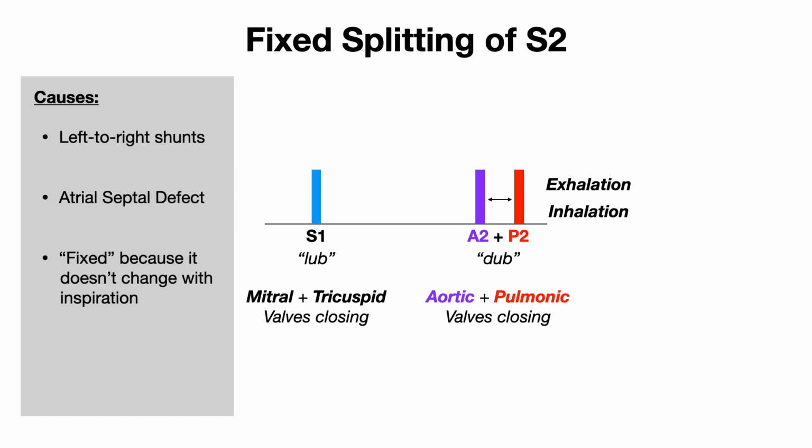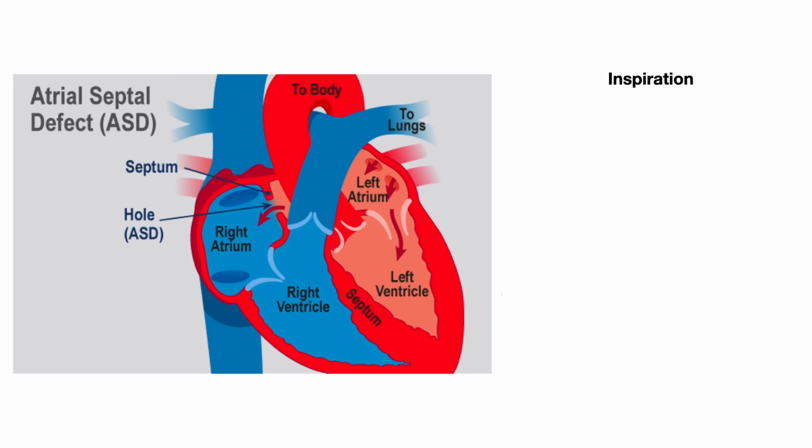So the classic example of fixed splitting is a left to right shunt, which you'll classically hear in an atrial septal defect, or an ASD. And the reason that this is fixed is because it doesn't change with inhalation. Let me just explain what's going on here. So let's say we have an atrial septal defect.